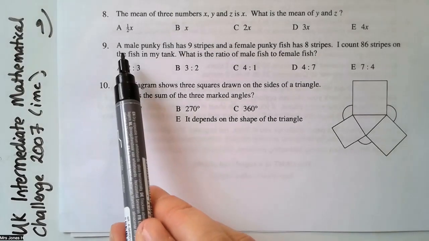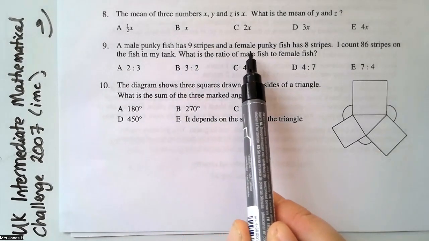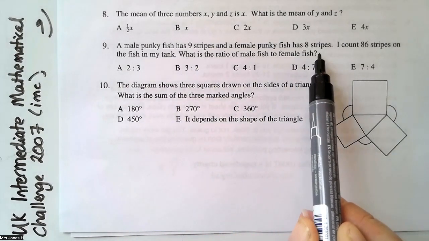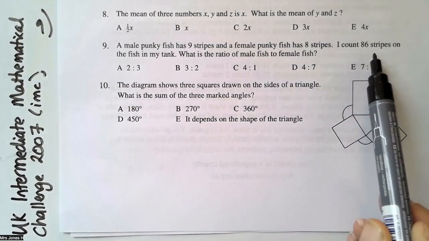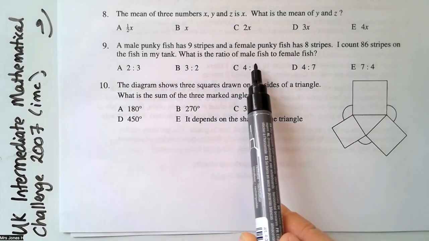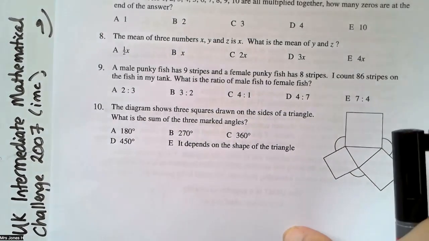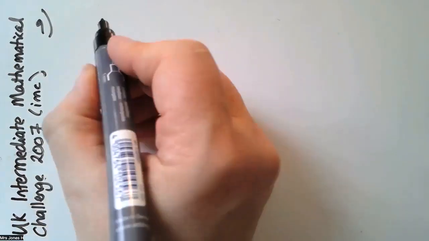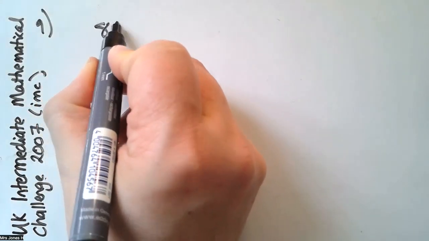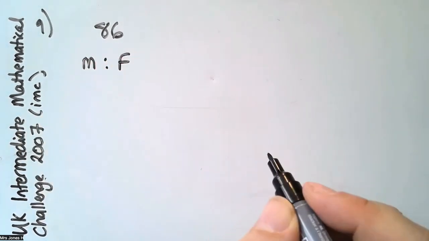Question 9. A male fish has 9 stripes and a female fish has 8 stripes. I count 86 stripes on the fish in my tank. What is the ratio of male fish to female fish? So we've got the total number of stripes is 86, and I need the ratio of males to females.